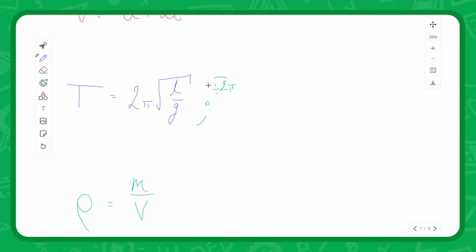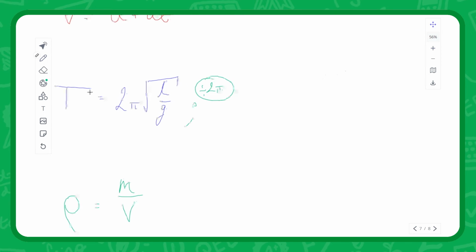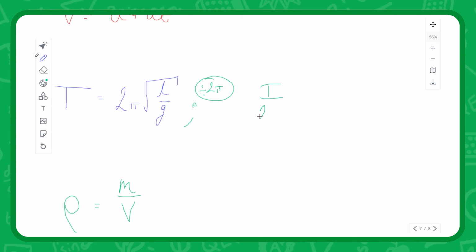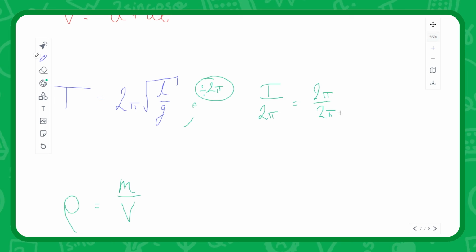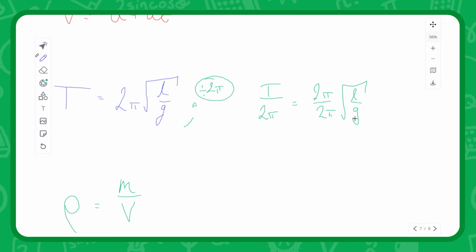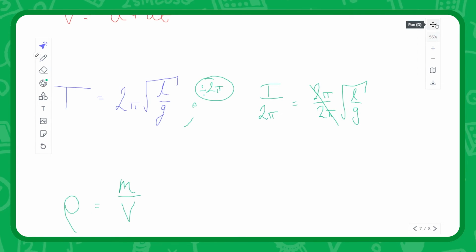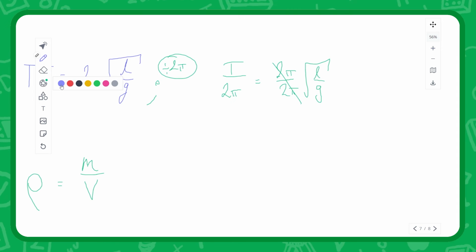Now I'm just adding this little bit where I'm writing in what I'm doing here, just to show you what you can also do if you feel like that would help you with your confidence. So we have T divided by 2 pi equals 2 pi over 2 pi root L over G. These 2 pi's cancel as before. And now we're going to square both sides. When you square both sides, everything needs to be squared.